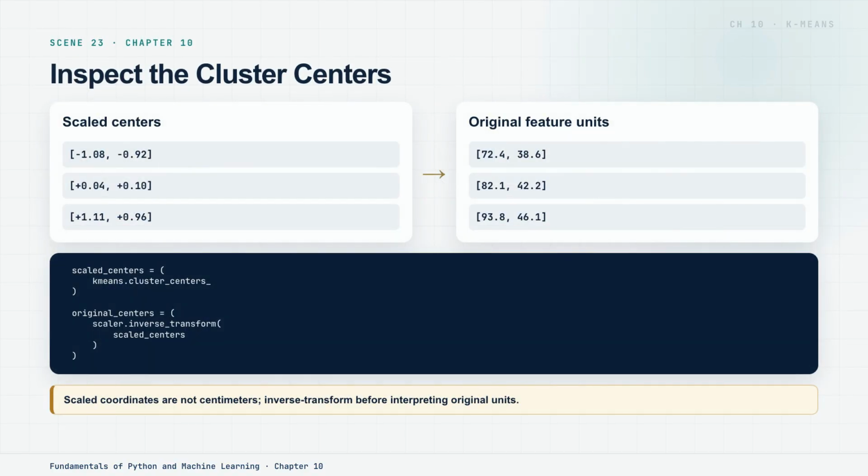The cluster_centers_ property contains the centroid coordinates. Because our model was fitted on standardized data, those coordinates are expressed in scaled units. To interpret them as waist and upper leg measurements, use the scaler's inverse_transform method. This converts the centers back into the original feature units. The resulting values describe representative average locations for the discovered clusters. They are not necessarily exact measurements from an individual person.